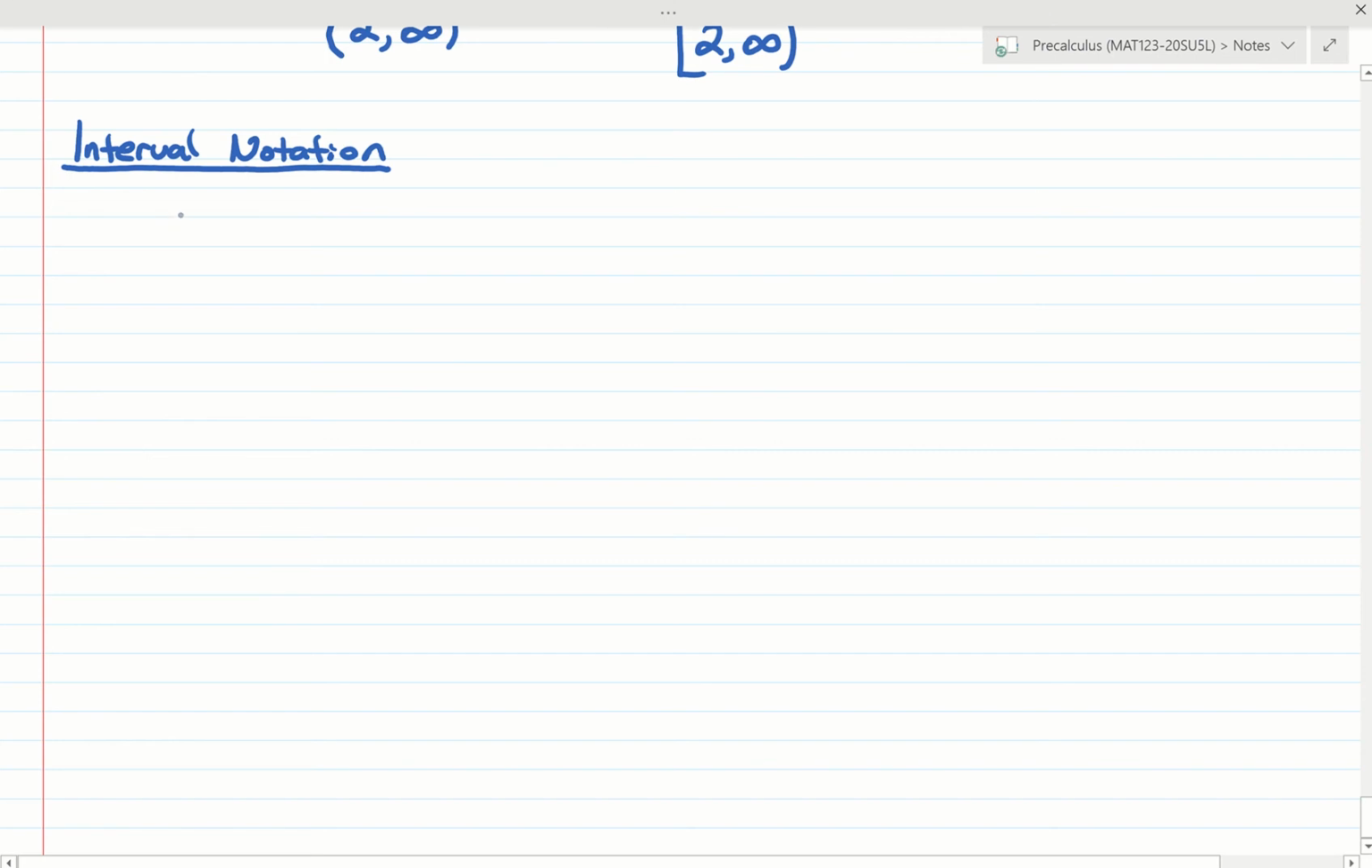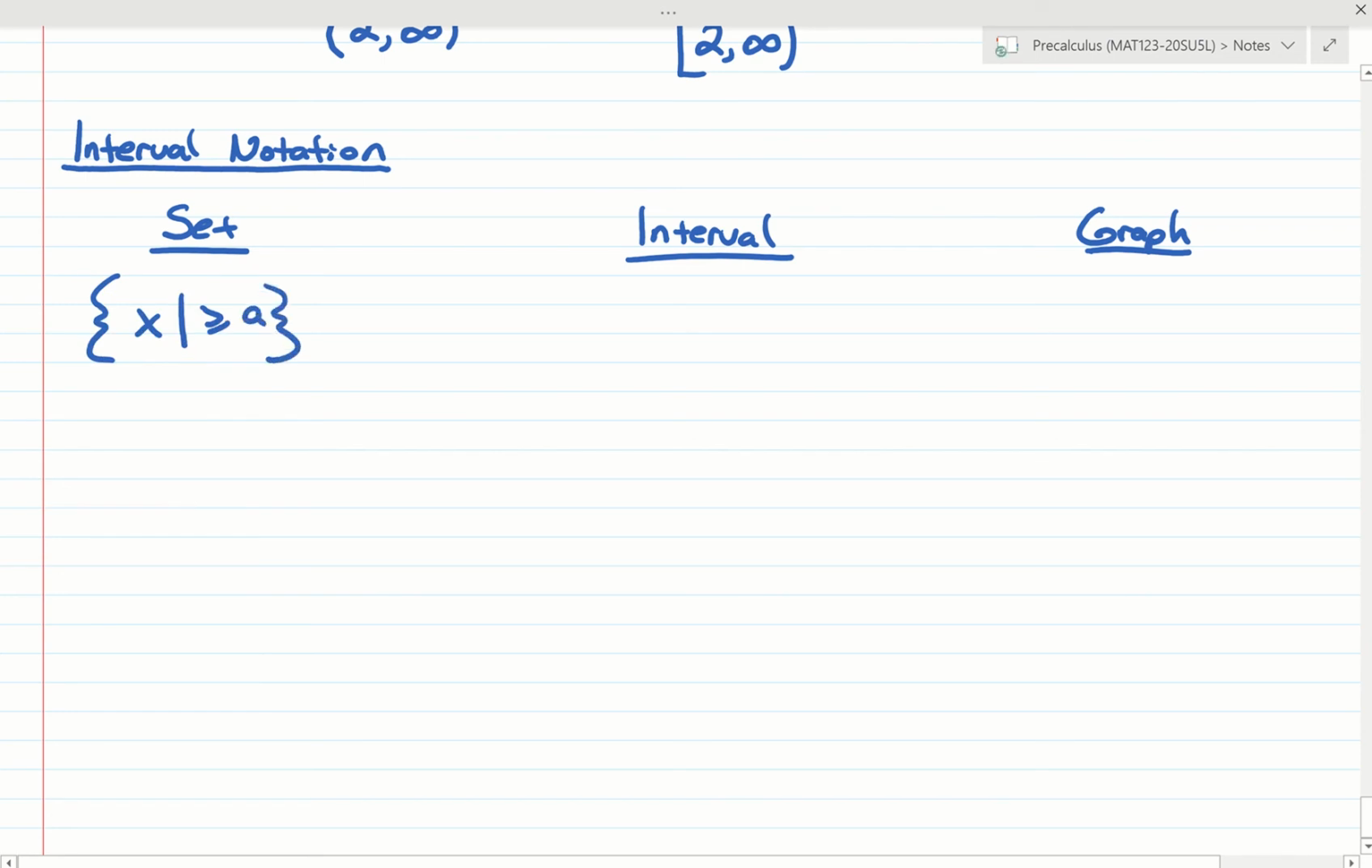I'll show you if we write it in set notation, I'll show you what it looks like in interval notation, and then I'll show you what the actual graph looks like. So in set notation, if we had a set of x's such that x is greater than or equal to a number a, the graph would look like this. The way that we would write that in interval notation is on the left side we have a, right side we have infinity. We never include infinity, but because we're being inclusive, we're going to include a.